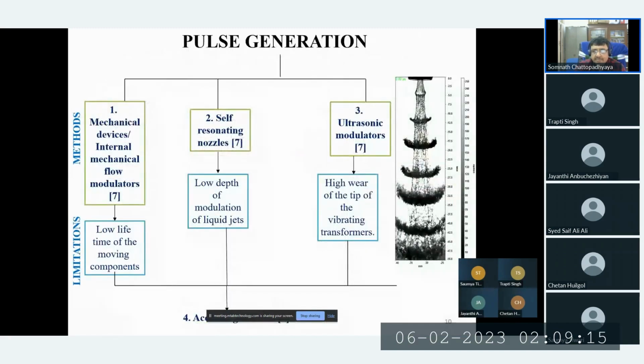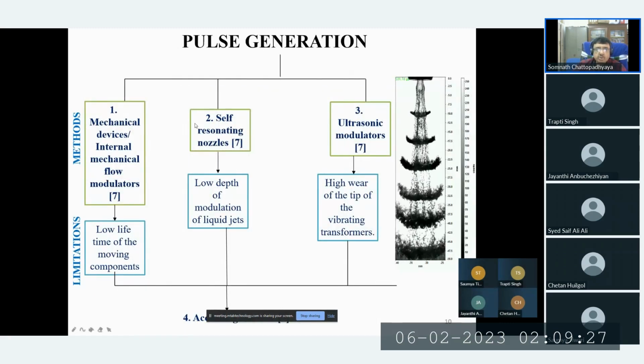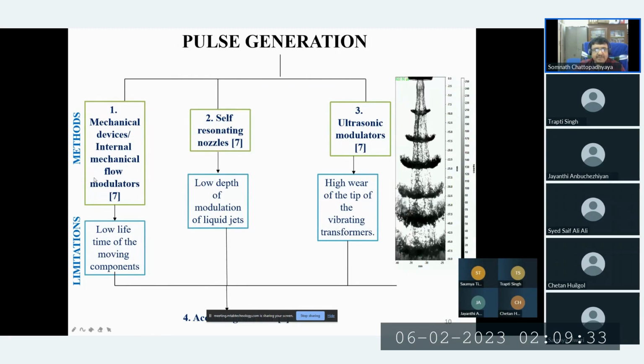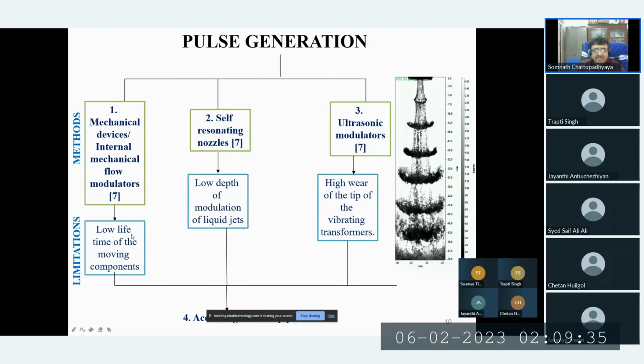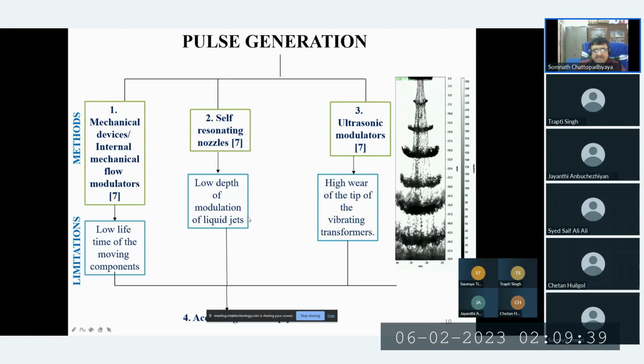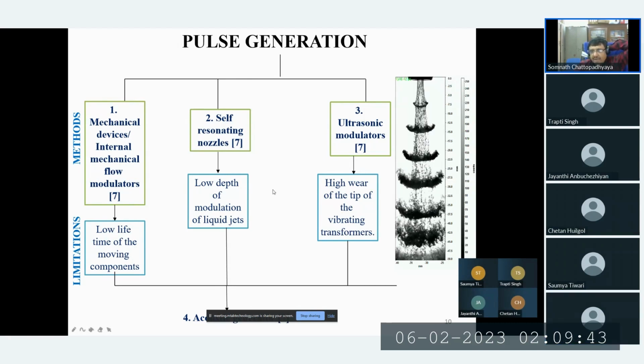One can see. So this is the pulsation water jet. One advantage of the pulsation is the mechanical devices, and the full lifetime of the moving components. The disadvantages are the low depth of modulation of the liquid jets and the highly varying vibrating components.